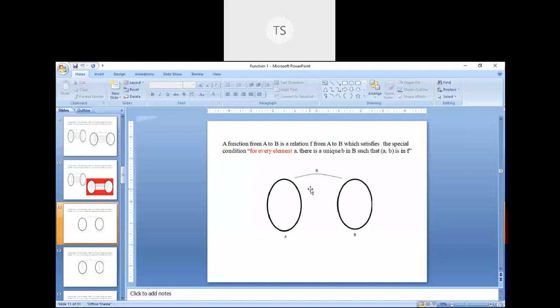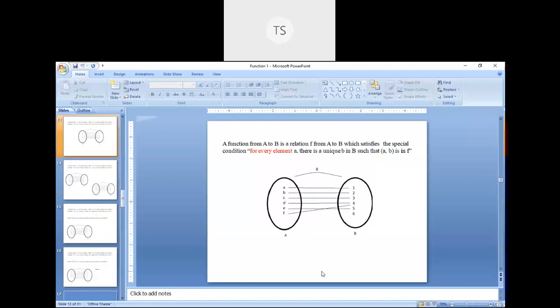Element of set A, yes, for C, each and every one. So suppose this is a set A, this is set B, and there is a relation from A to B. Now, like the previous example, the elements of set A are A, B, C, D, E, and F. And the elements of set B are 1, 2, 3, 4, 5, and 6.